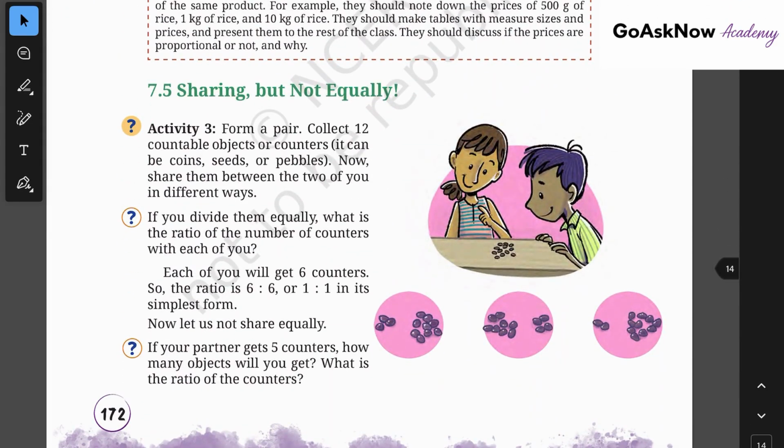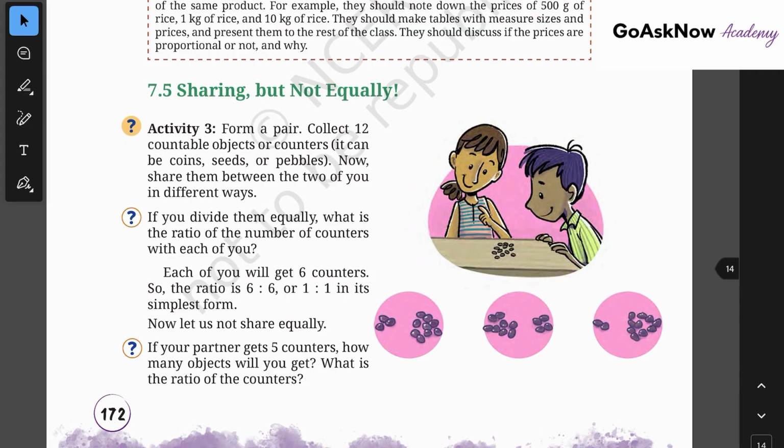7.5. Sharing but not equally. Activity 3. Form a pair, collect 12 countable objects or counters. It can be coins, seeds, or pebbles. Now share them between two of you in different ways. If you divide them equally, what is the ratio of the number of counters each of you will have? If there are 2 people and you're equally dividing 12, 12 divided by 2 is 6. So each of you should get 6 counters.